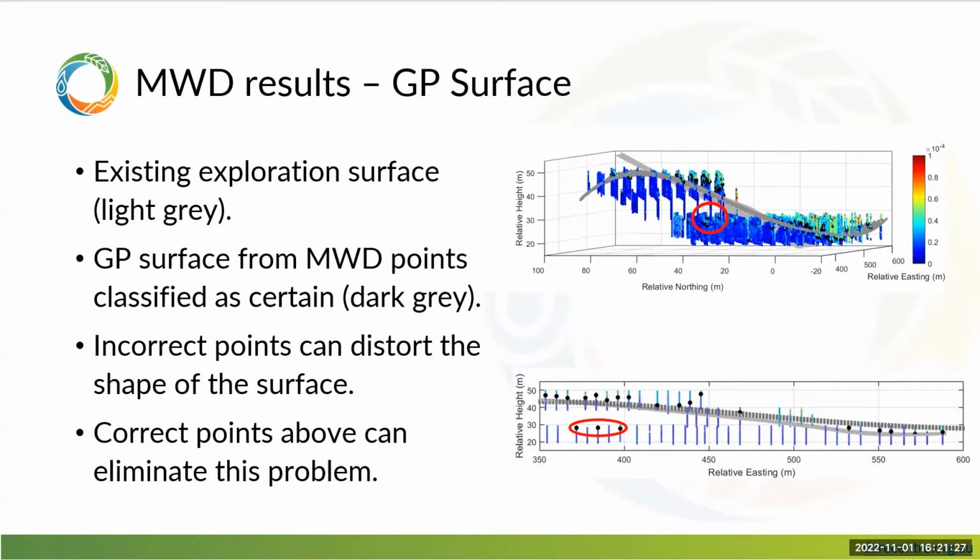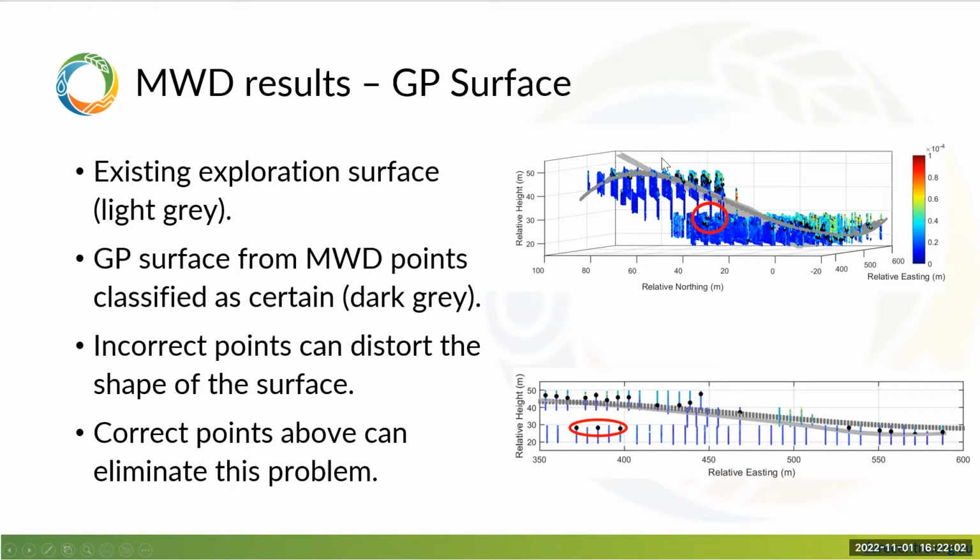Comparing the existing exploration hole-based surface with the GP surface created from the blast holes. So we've got this more straight, less detailed surface, your exploration hole-based surface, and this darker, more curved surface is based on the MWD data. Up in this area here, we've got incorrect MWD points, and they are curving it down where it's come back up straight here.